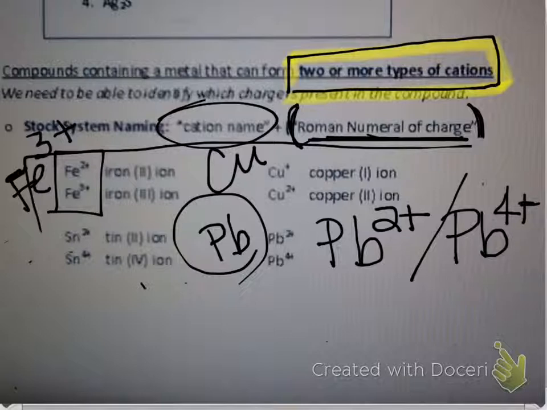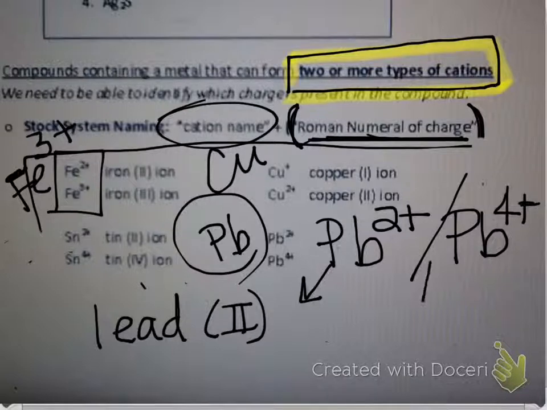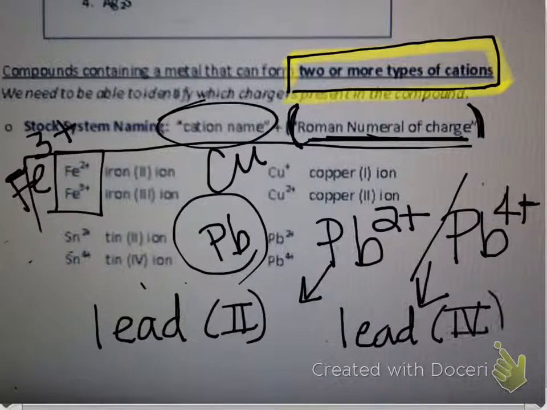So what are we going to name these? If we have the Pb2 ion, we're literally going to call that the lead, Roman numeral 2 ion. If we have the Pb +4 ion, then we're going to write down lead, parentheses, Roman numeral 4, close parentheses, ion. So that's how we would name those ions.